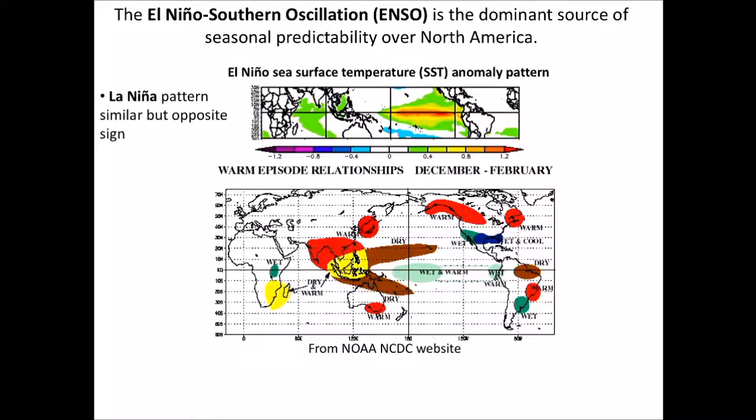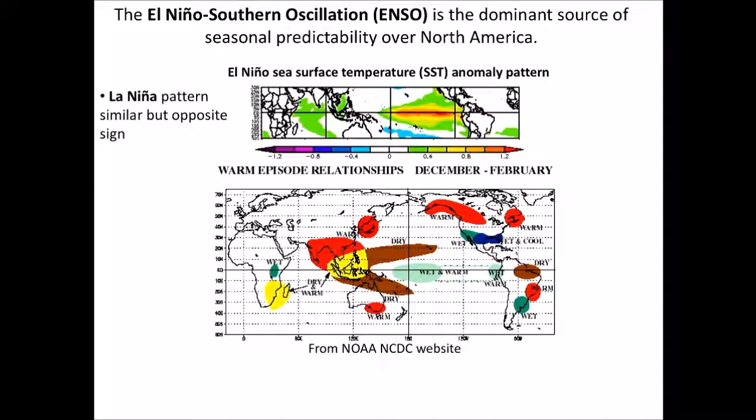Okay, just to give some background on ENSO. The El Niño-Southern Oscillation, or ENSO, I would say is the dominant source of seasonal predictability over North America. When we have an El Niño, we have above average sea surface temperatures in the equatorial tropical Pacific. The opposite phase is called La Niña, and it's a similar pattern but opposite in sign. Like what we're seeing right now, we have negative SST anomalies in the equatorial eastern Pacific.